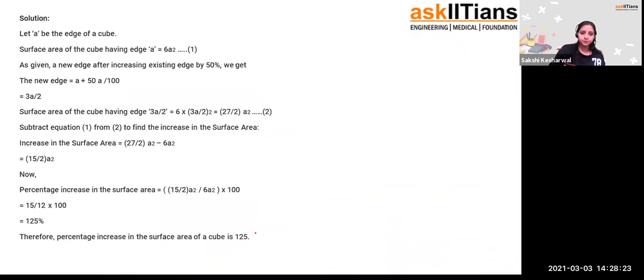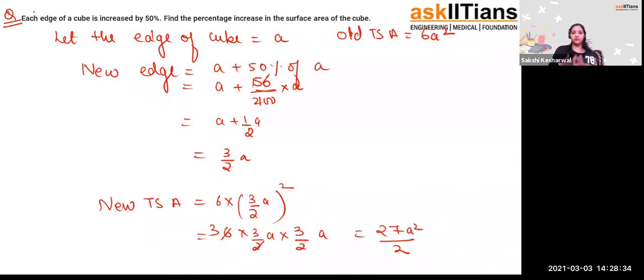Now you just see this. The percent increase of the cube is 125, beta. You will see that the answer is already written. You can see how the presentation and everything are, so you can write it down how we have done it. The original cube edge was this A. The old TSA is 6, this is the original, right? This is your original TSA.